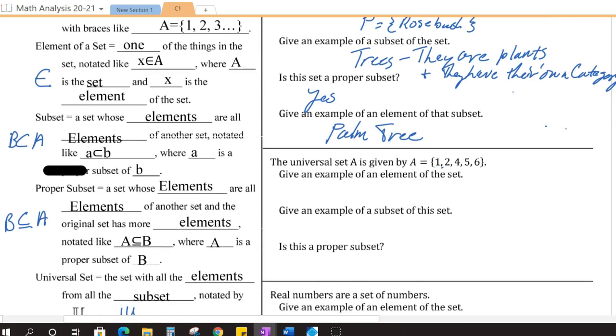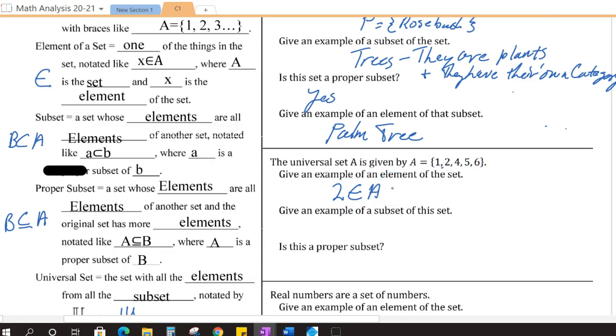Here's another example. The universal set A is given by 1, 2, 3, 4, 5, 6. Just those numbers, 1, 2, 3, 4, 5, 6. So an example of an element of that set would be 1, or 2, or 4, or 5, or any of those individual numbers in there. So the proper way of writing this would be saying 2 is an element of set A. We could have chosen any number we wanted. We say 2 is an element of A.